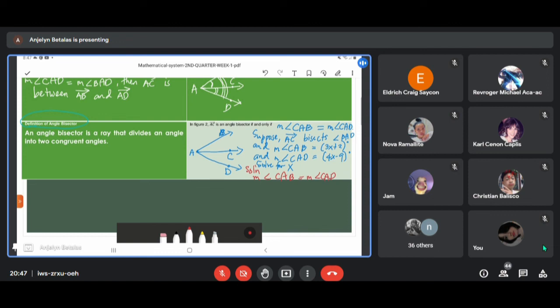Yes, ma'am. Suppose segment AC is an angle bisector. Since it is an angle bisector, we could conclude that the measure of angle CAB is equal to the measure of angle CAD. So, they are equal.